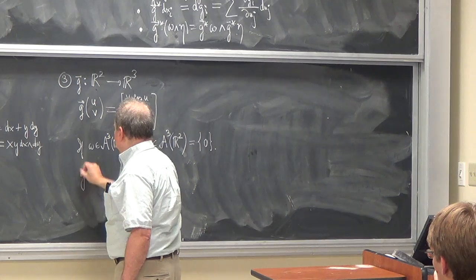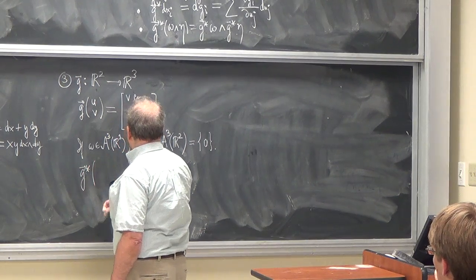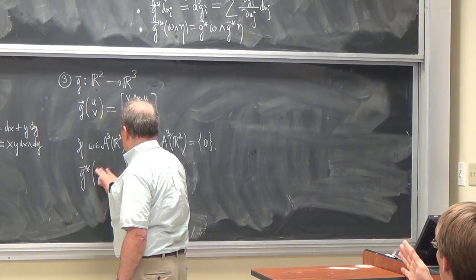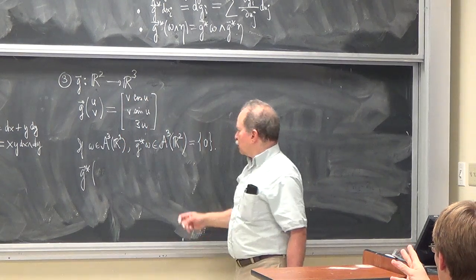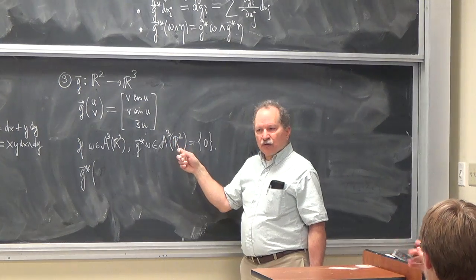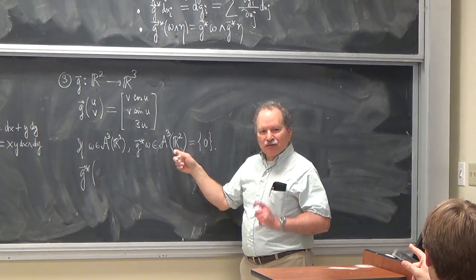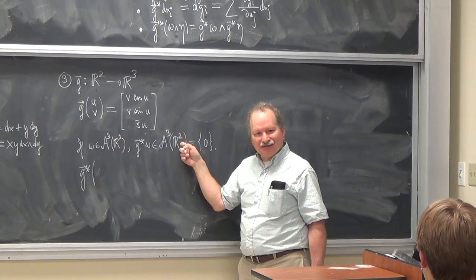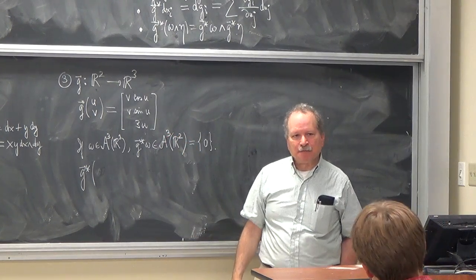Let's pull back, let's say... is that only for 3 forms on R2? Or can we expand this, like 4 forms on R3? Yeah, anytime the degree is bigger than the dimension, you have no choice but to have 0.